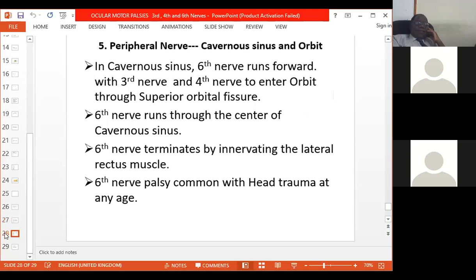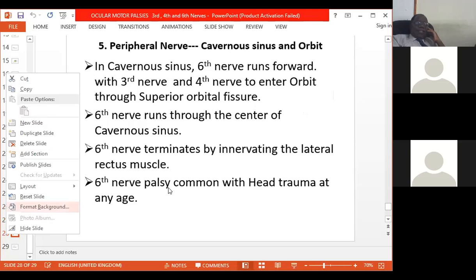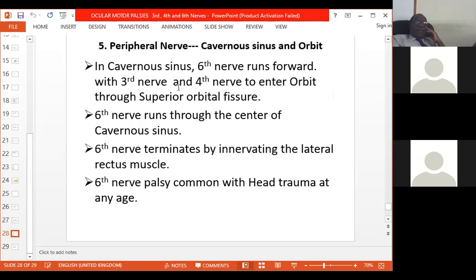Peripheral nerve, cavernous sinus and orbit. In the cavernous sinus, the sixth nerve runs forward with the third nerve and fourth nerve to enter the orbit through the superior orbital fissure. The sixth nerve runs through the center of the cavernous sinus and terminates by innervating the lateral rectus muscle. Sixth nerve palsy is common with head trauma at any age.